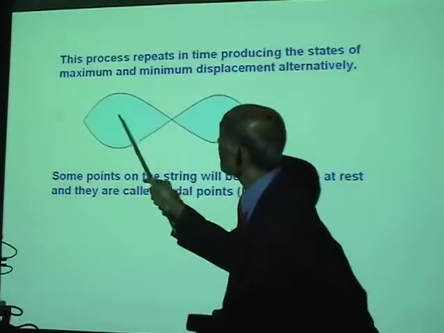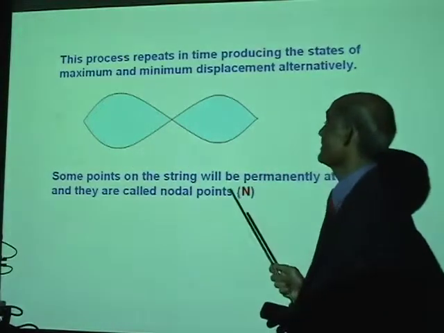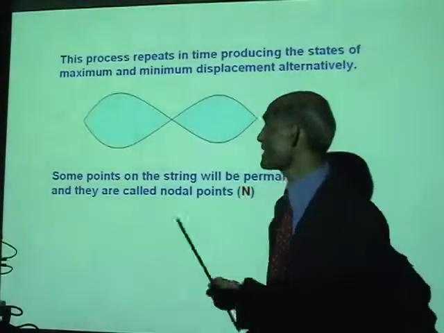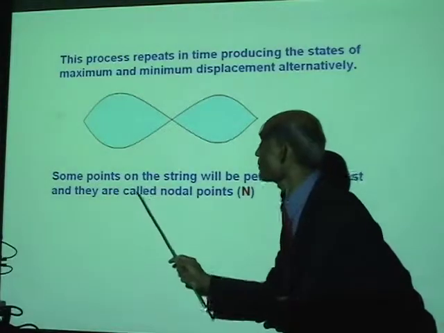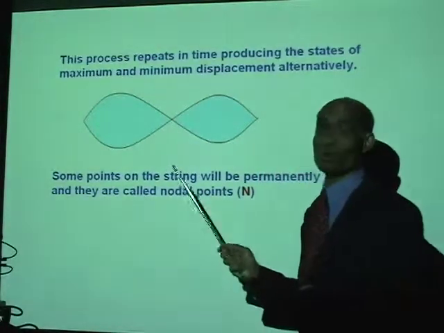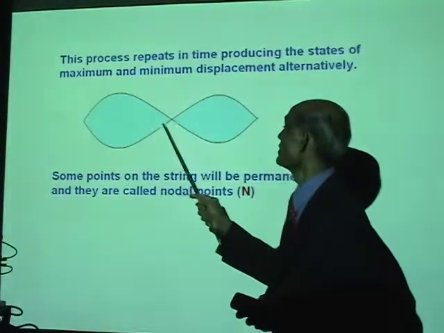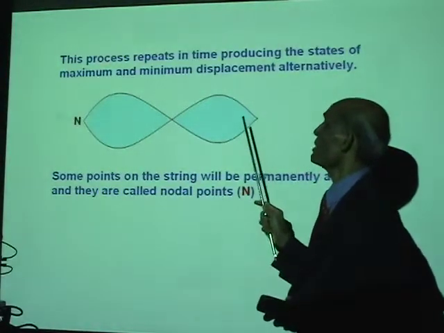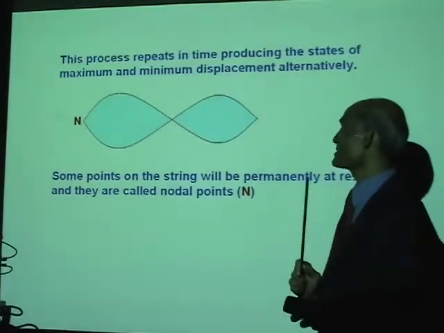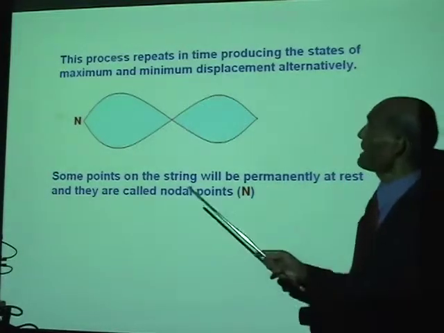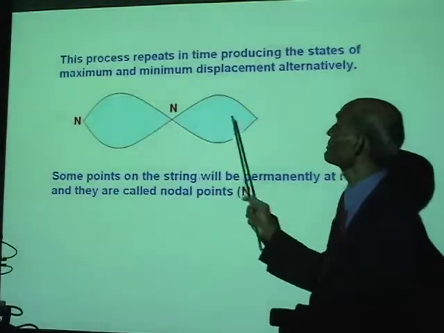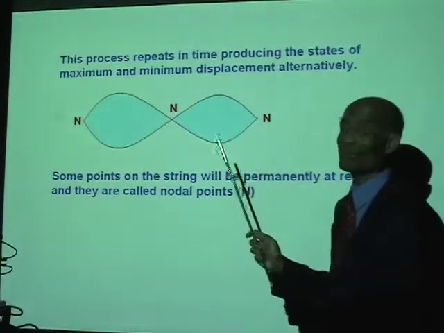Now, there are some points on the string that will be permanently at rest, and those points are called nodal points. Now, how many nodal points are there? This is a node, this is a node, this is a node, and we will represent it by N. So let's mark all the nodal points. That is a node, that is a node.